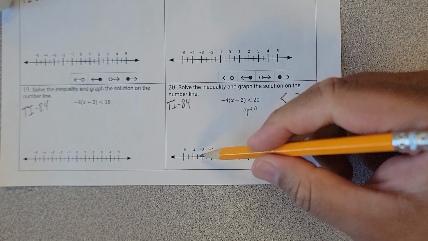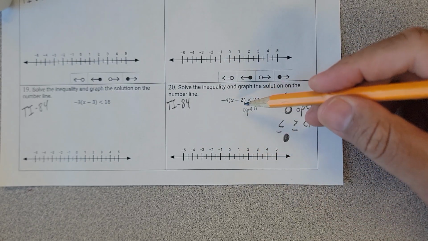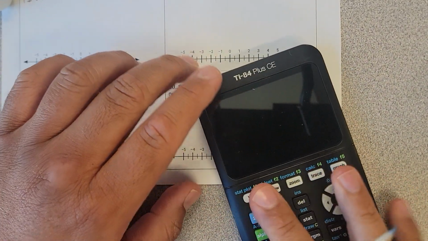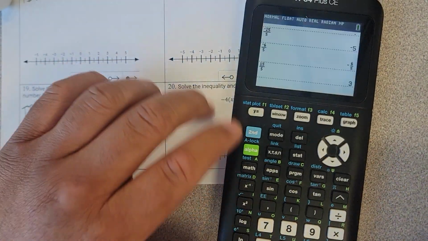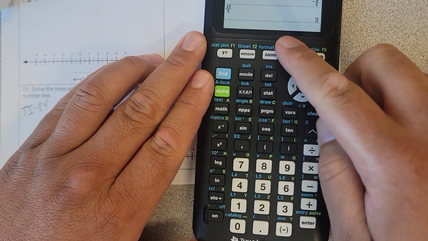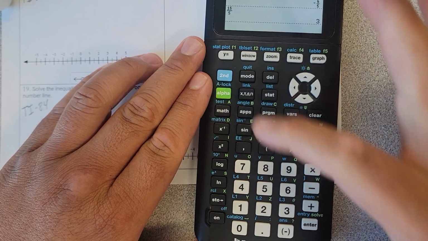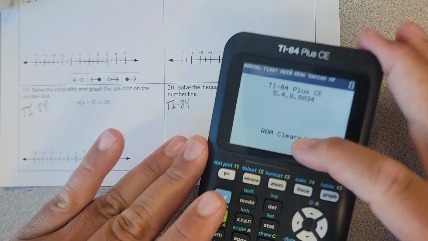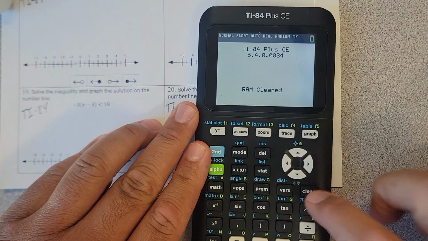Okay. So now I'm going to do the number line. I'm going to put this in the calculator, and it's really easy on the TI. Now you can't really do it in Desmos, right? So here, get your calculator, turn it on. So you want to reset the calculator. To reset it, you push second plus 712, and you're going to clear the calculator.